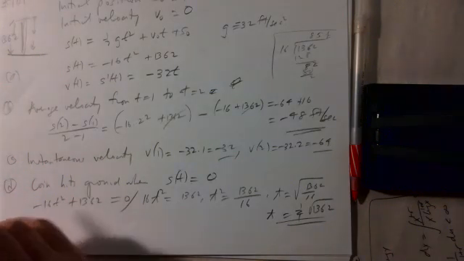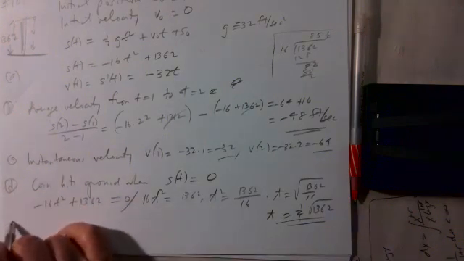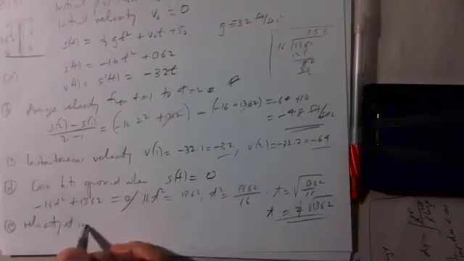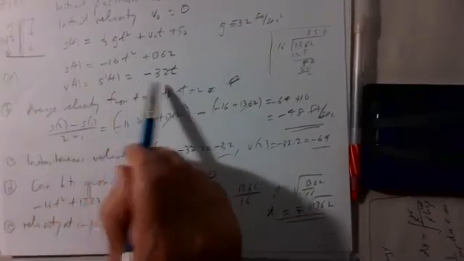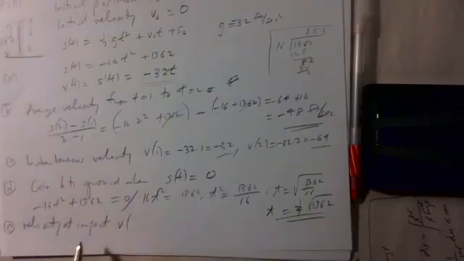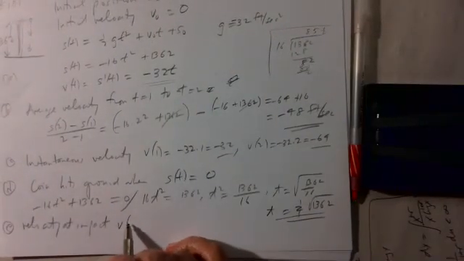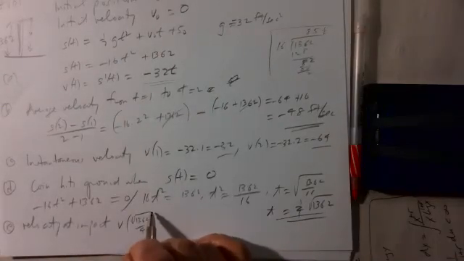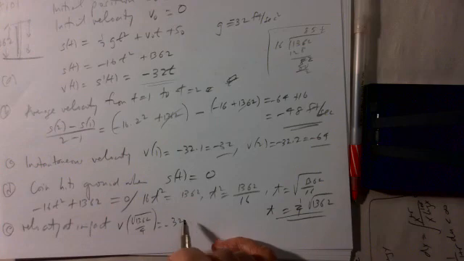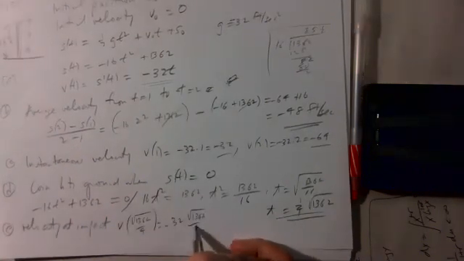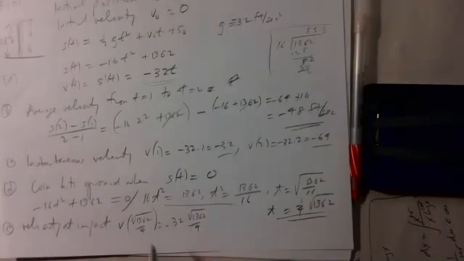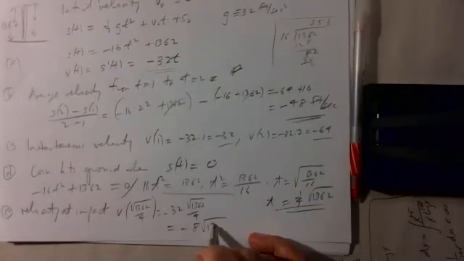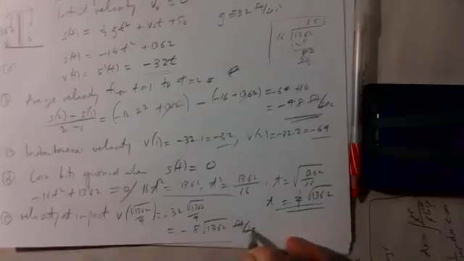And the last part of the problem, find the velocity of the coin at impact. So the velocity at impact, well, this is the formula for the velocity. So it's v at square root of 1362 over 4, which is minus 32 times square root of 1362 over 4. 4 into 32 is 8. So this is minus 8 square root of 1362 feet per second.